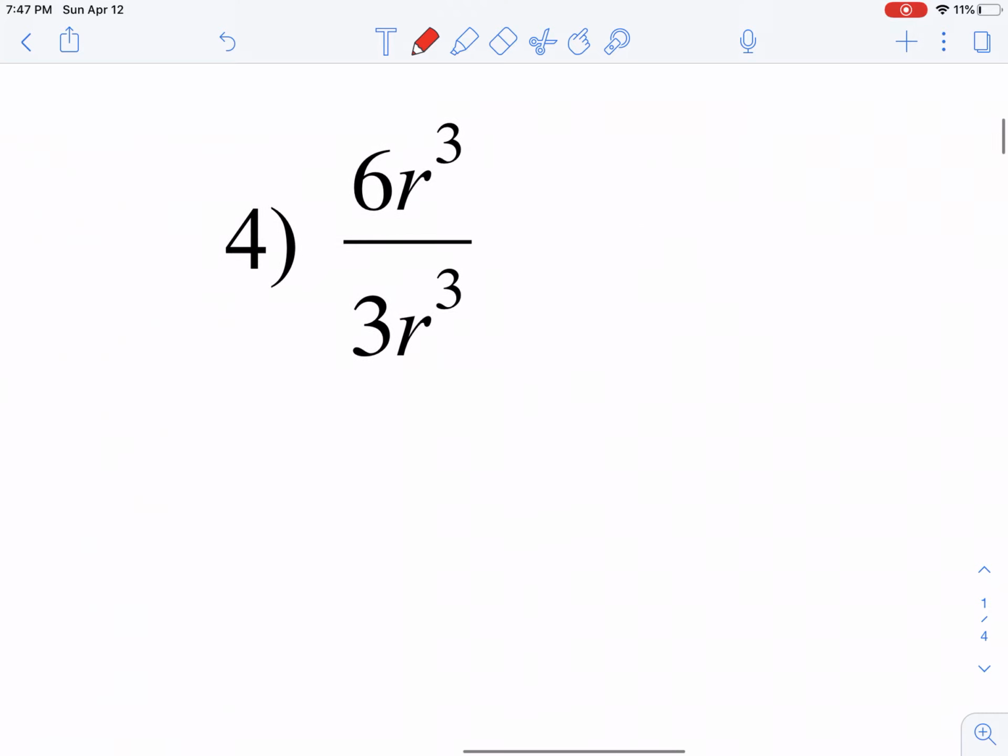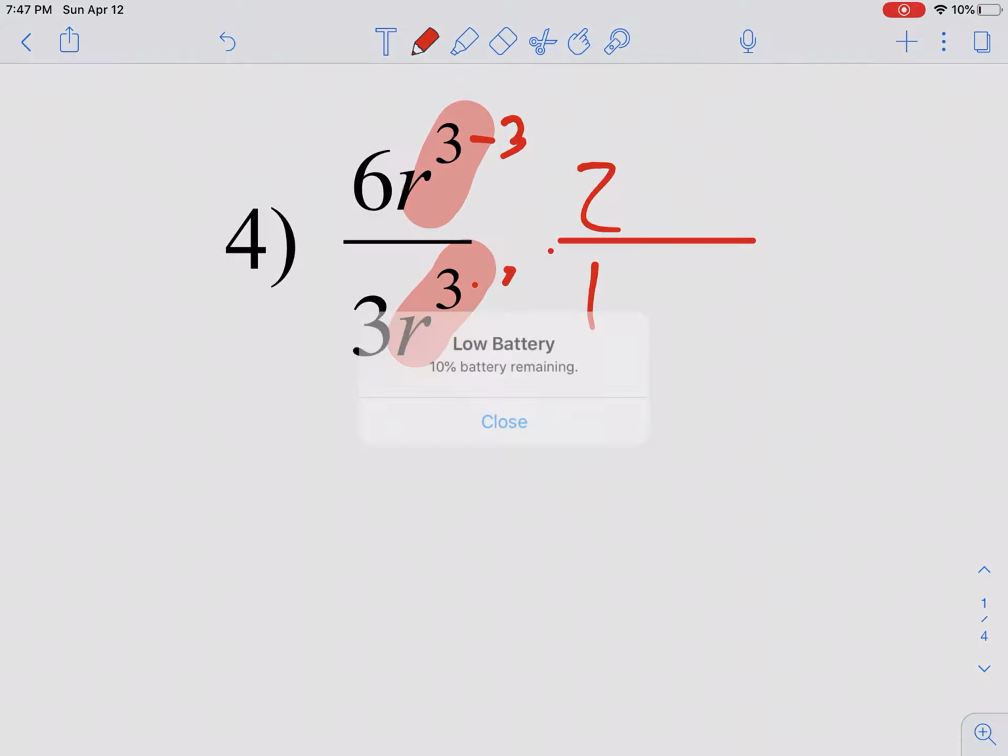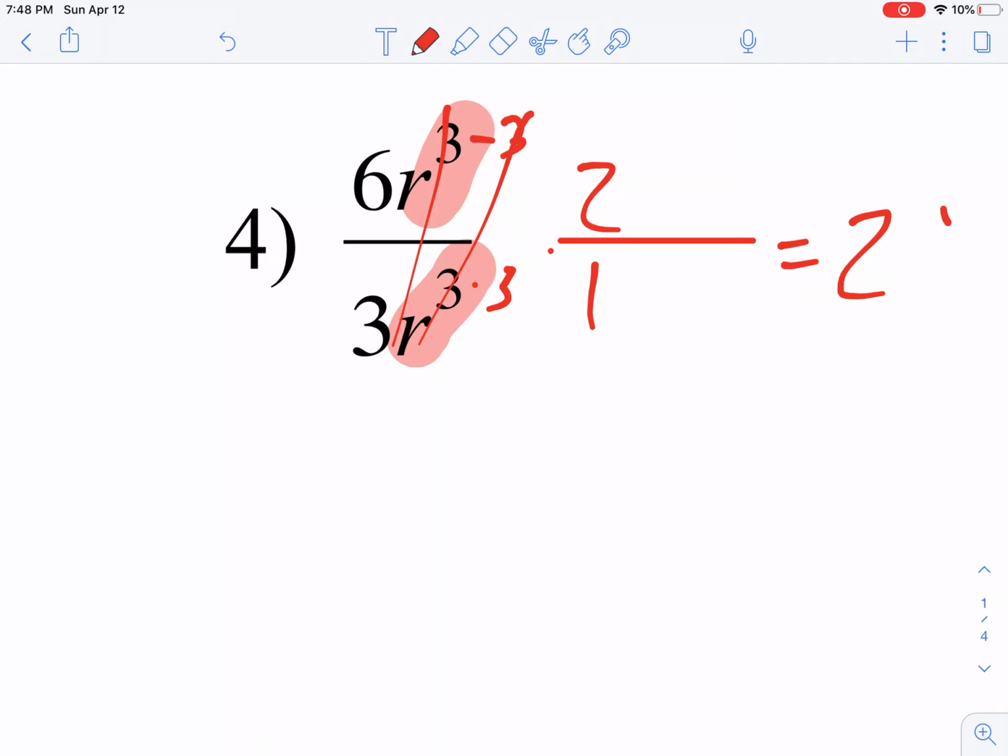Now, looking at number 4, this time 6 over 3 can reduce to 2 over 1. And then you'll notice that these are r to the third, r to the third. Well, it doesn't matter which one you move because they're the same. So if we subtract 3 from both sides, we end up with these canceling each other out. So you're simply left with 2 over 1, which can reduce to 2.